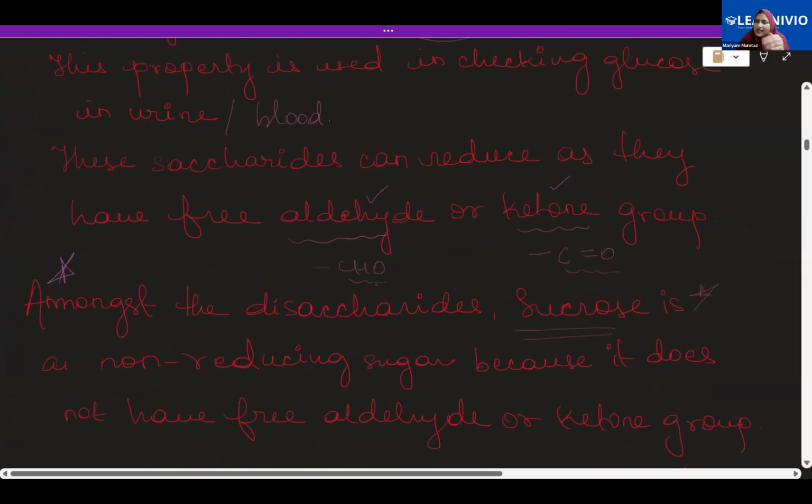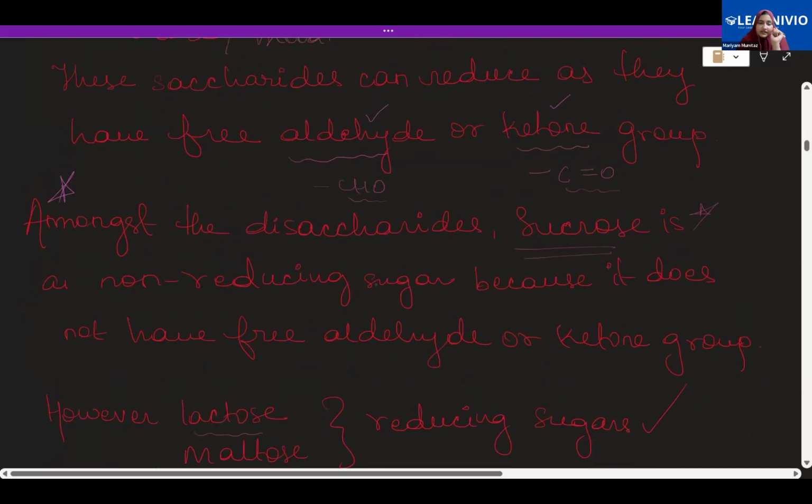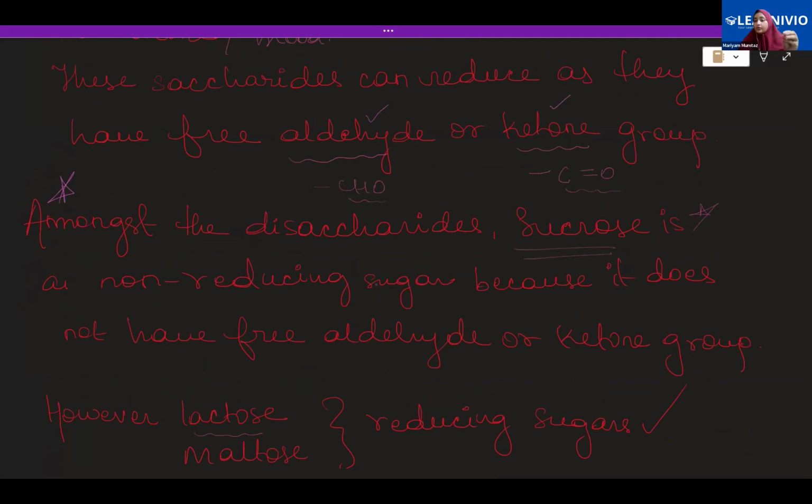Most of the monosaccharides, you can say all of the monosaccharides, are reducing sugars except for one, that is sucrose. Remember this, again, very important. Sucrose is a non-reducing sugar. Why? Because it doesn't have any free aldehyde or free ketone group. Did you people get it? Any doubts?